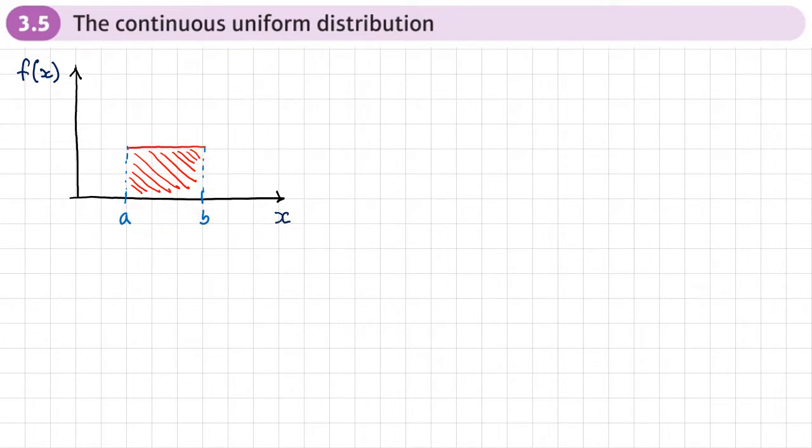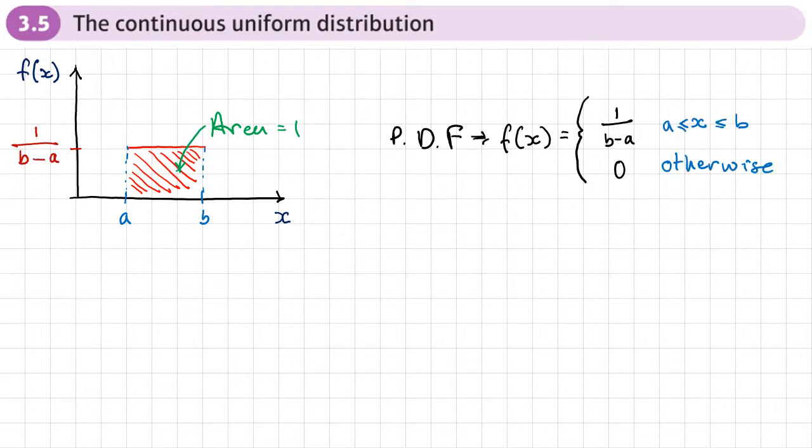Now, since we know that the total probability is equal to 1, which means that the area of this is equal to 1, if we want to find the height of this, we'll do 1 divided by the width. So it's like area divided by width equals height. And that will be 1 over the width, which is going to be b minus a. So the PDF for this, the probability density function, can be written like this.